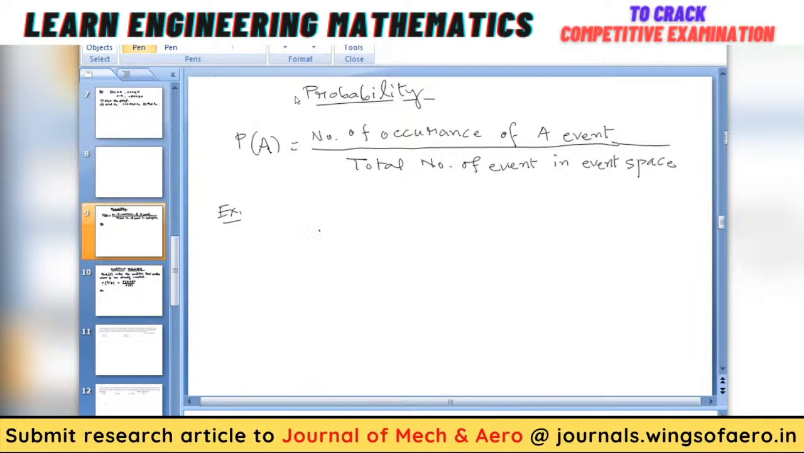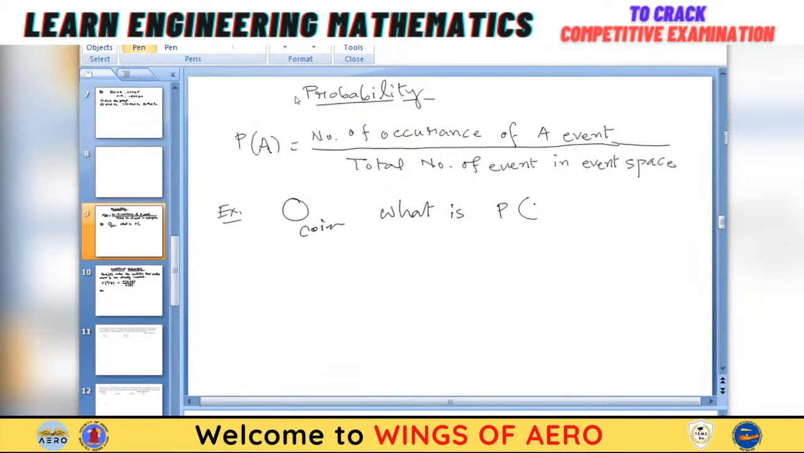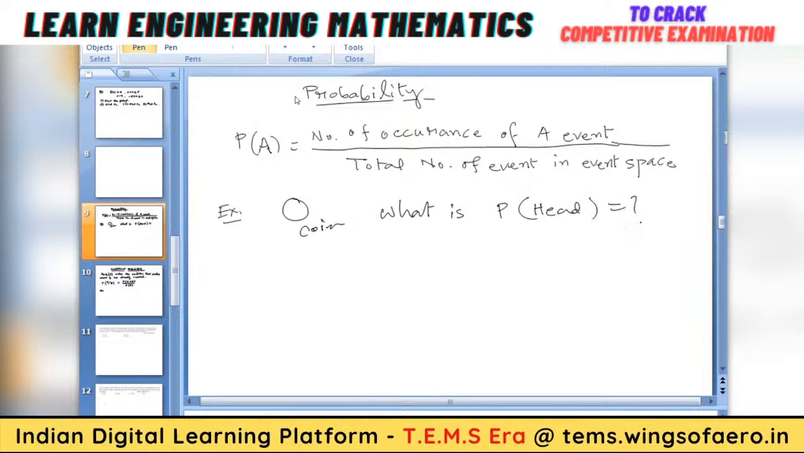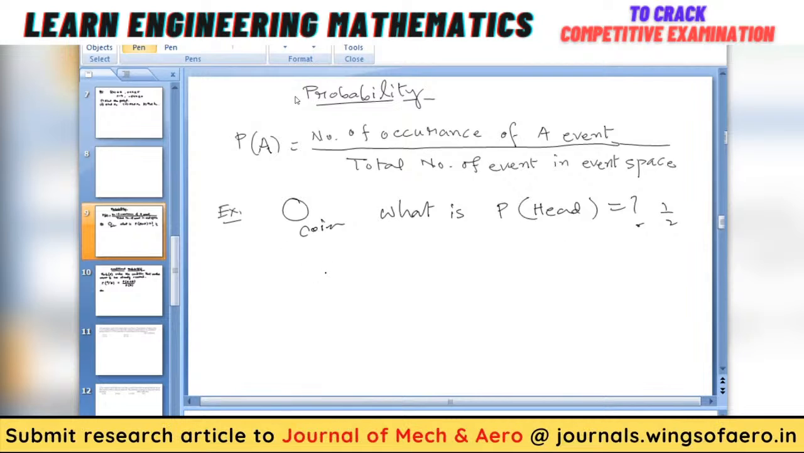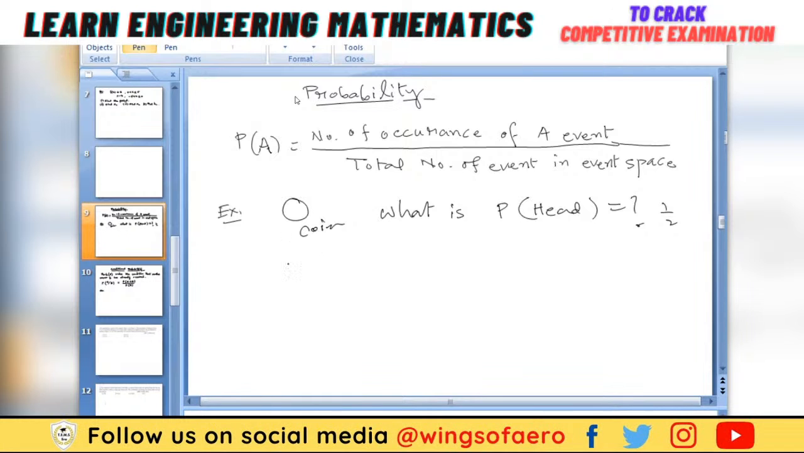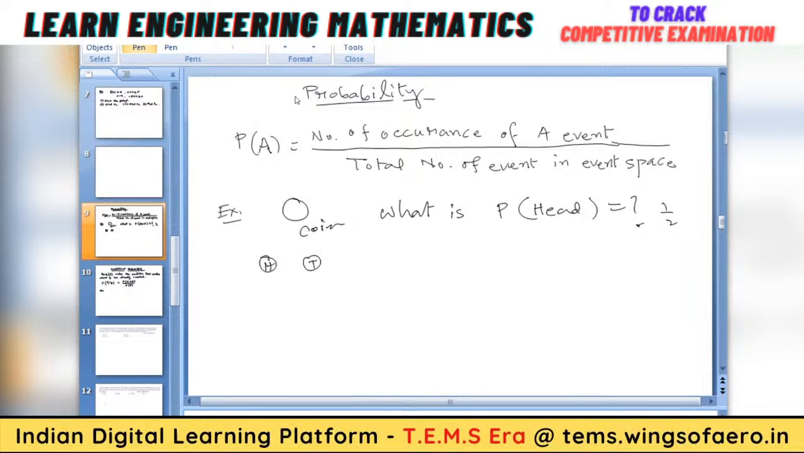As an example, if I toss a coin, what is the probability of head? I think you all know that the probability of head is equal to half. Why half? Because we first have to calculate the total number of events. If I toss a coin, how many events will be there? Either it is head or it is tail. So the total number of events is 2.